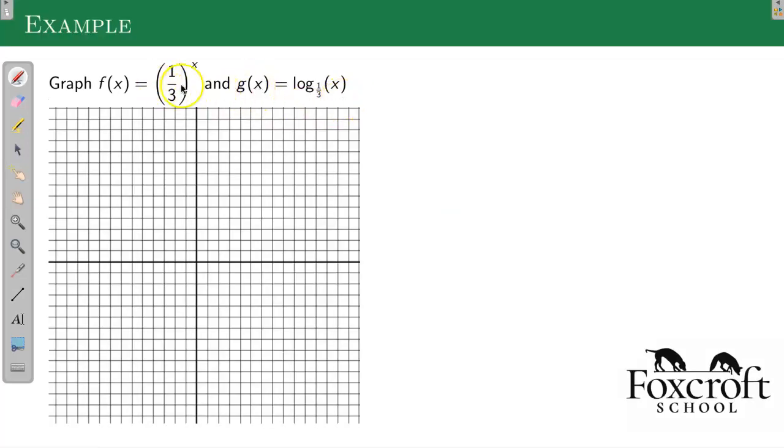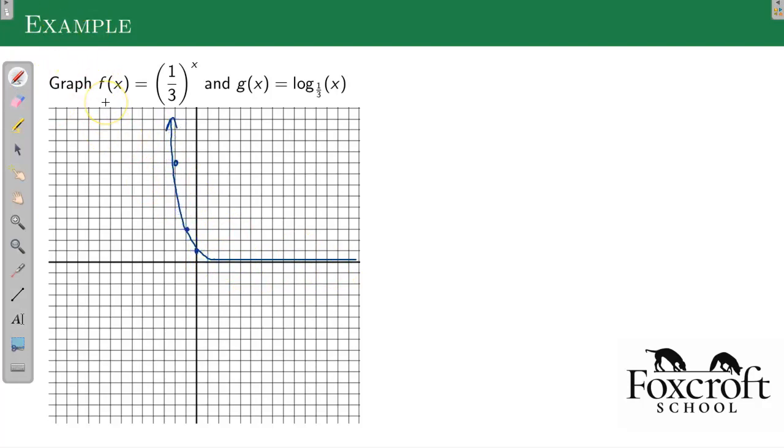This one I'll do a bit quicker, when we have a smaller base. We know our exponential is going to look something like this. It's going to be big to the left and small to the right. It levels off over here. I put that a little too low. It levels off there, and then it gets bigger as I go to the left. So this is 1/3 to the x.